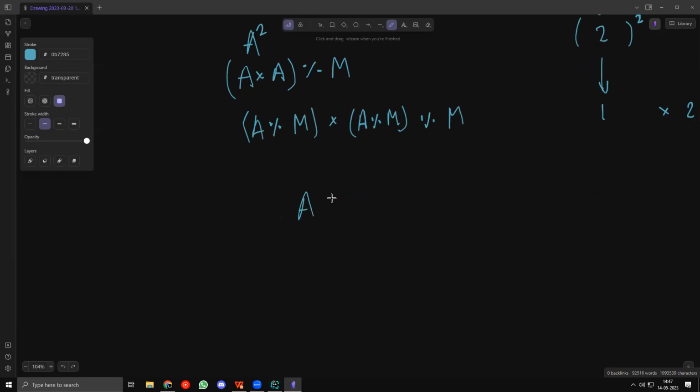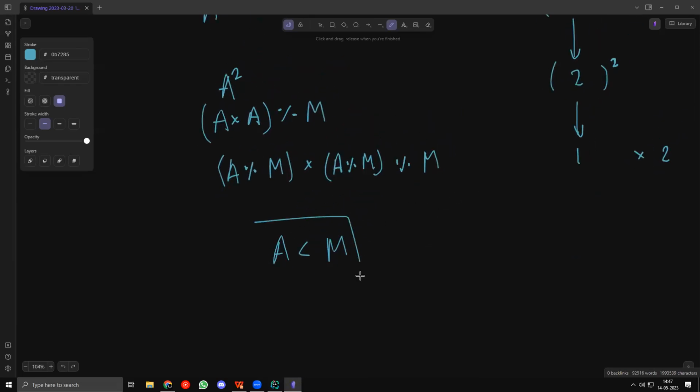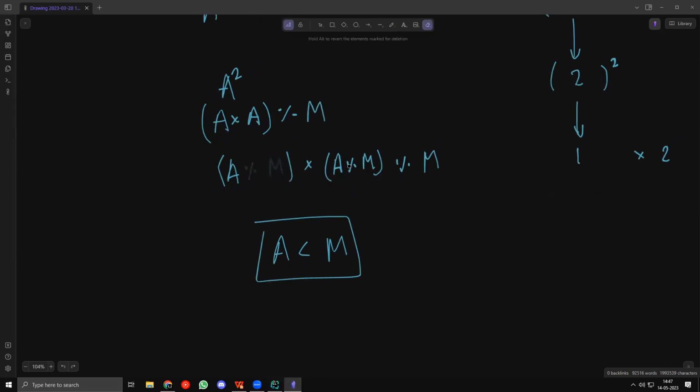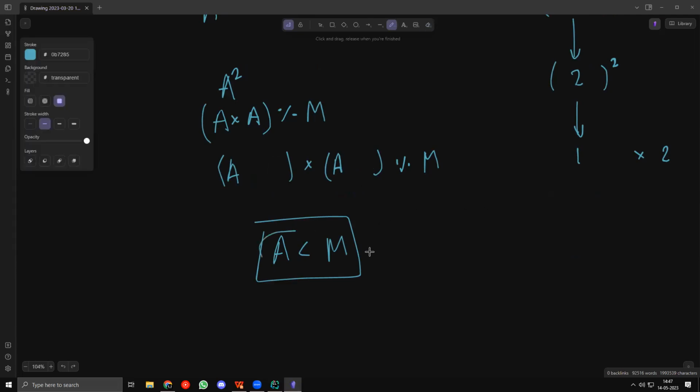Now, if I had a to the power of 2, then let us say that I know a is less than mod. If I'm guaranteed that a is less than mod, then for a modulo m into a modulo m, clearly I don't need these modulos, right? So if a is less than m, I don't need the modulos over here. Does this make sense to everyone?